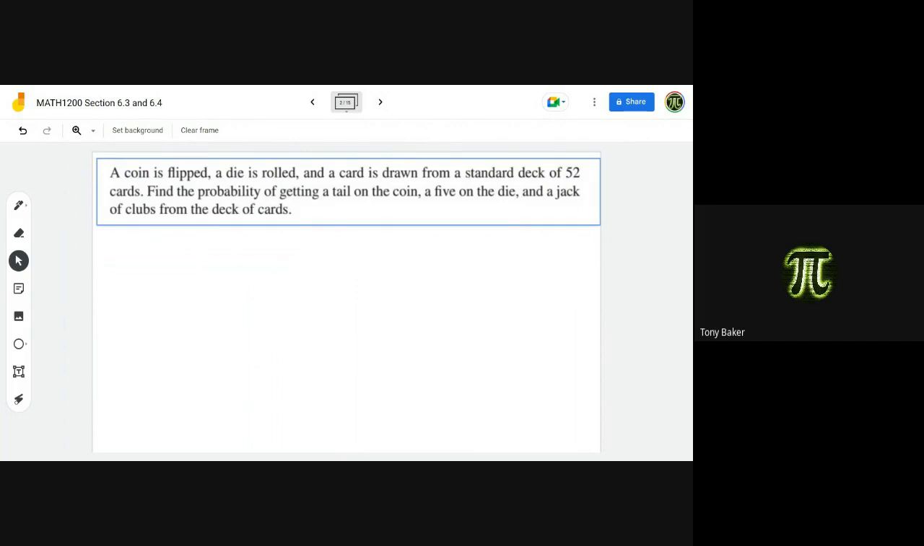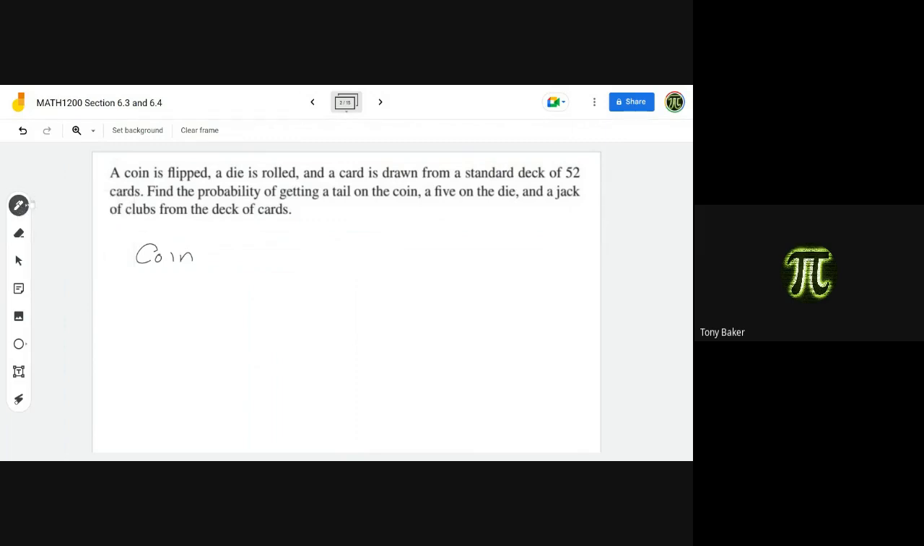So we've got what's the probability of getting a tail on the coin, a 5 on the die, and a jack of clubs from the deck of cards? Before we can do it, are these independent events? Yes, because the coin, the die, and the cards do not impact each other. They are all independent, distinct events. So the coin, actually, let me write this the proper way so you can see exactly how these are going to be read. So the probability of tails is what? 1 out of 2. The probability of a 5.